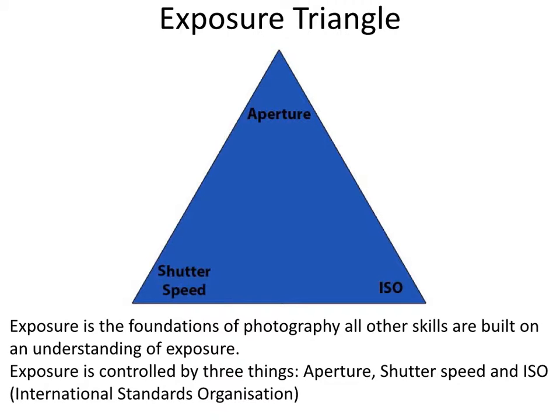It is controlled by three things: aperture, shutter speed, and ISO, which stands for International Standards Organization. These are often referred to as the exposure triangle because they are all interconnected and the adjustment of one affects the other two.